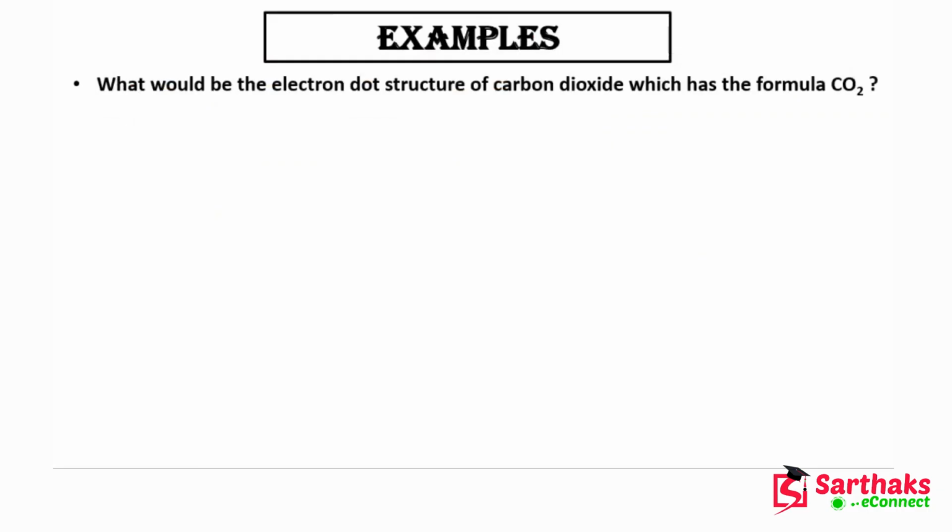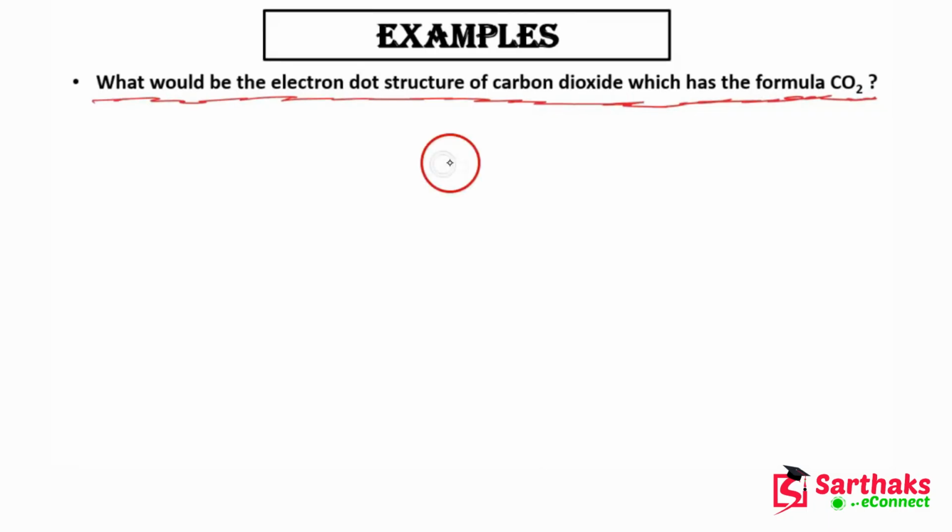Okay students, so here we will talk about one example. What would be the electron dot structure of carbon dioxide, which has the formula CO2? We all know that carbon is tetravalent, so it has 4 electrons in its last shell like this. Now this carbon will share 2 electrons with one oxygen atom and the other 2 electrons with the other oxygen atom. Let's suppose this is also oxygen.